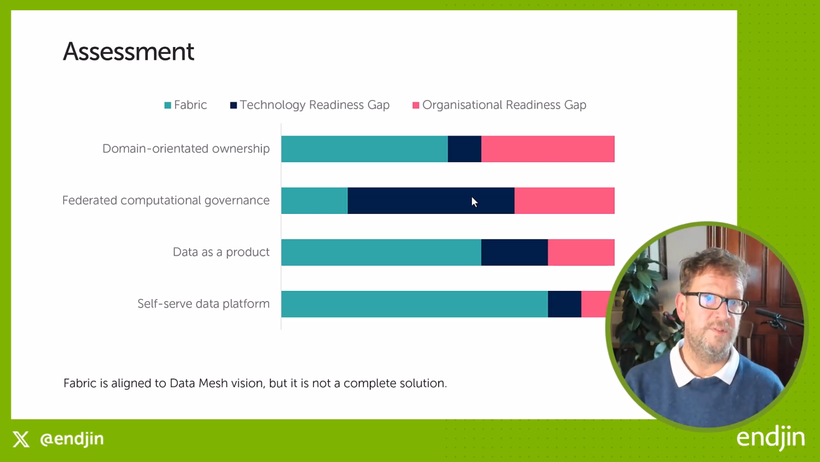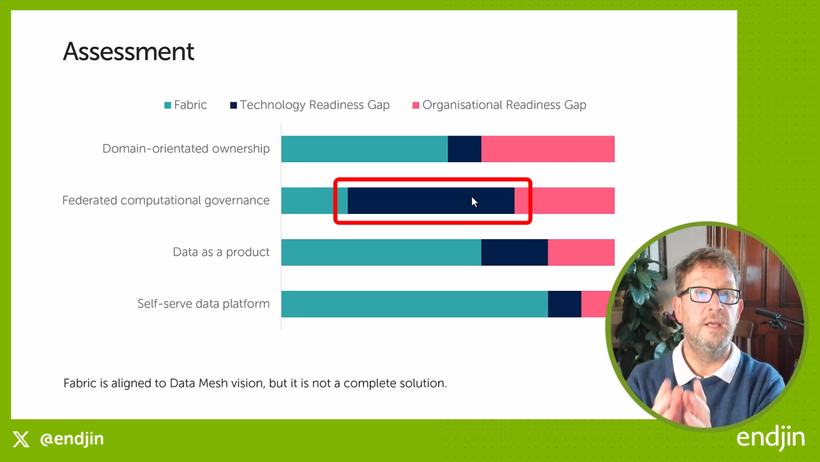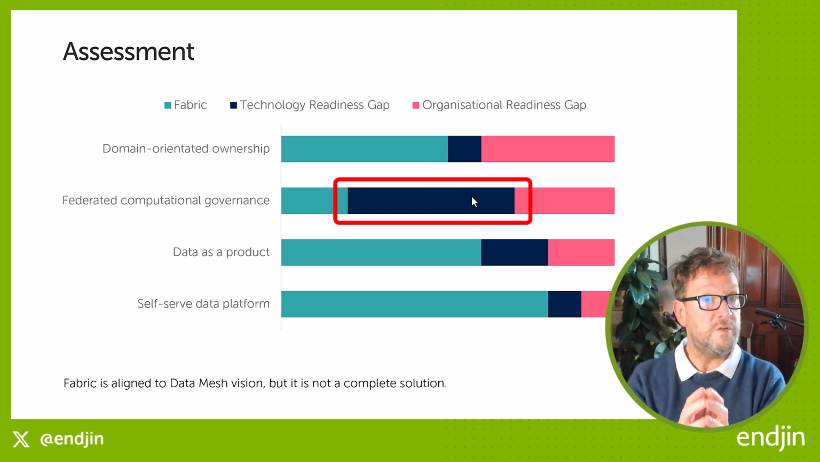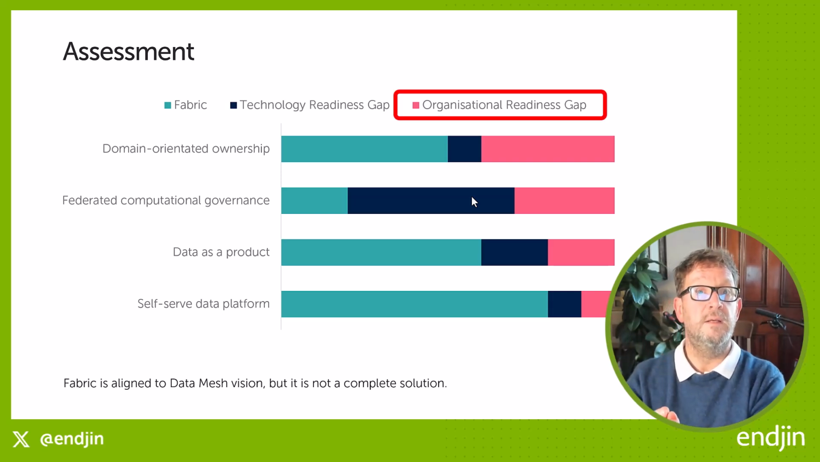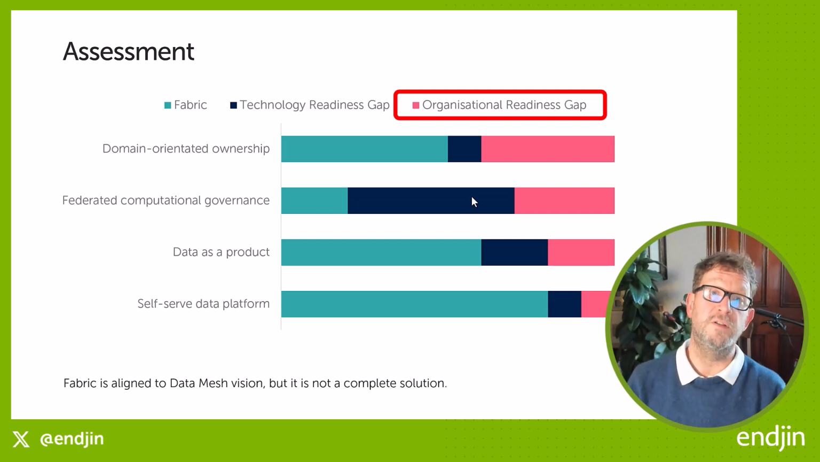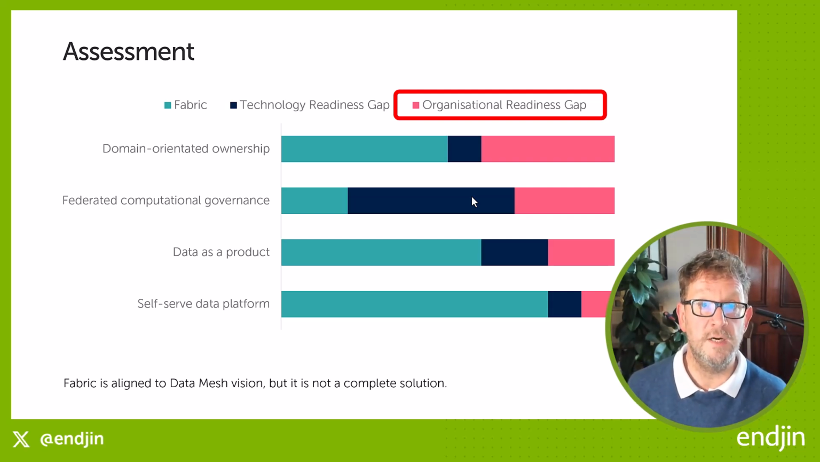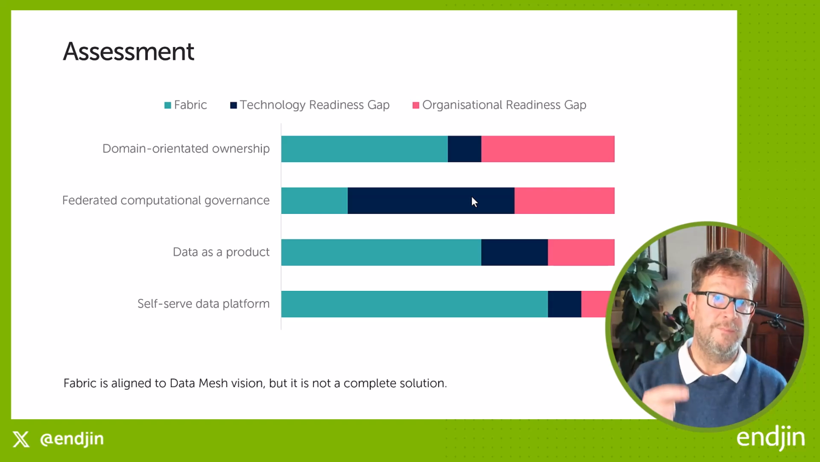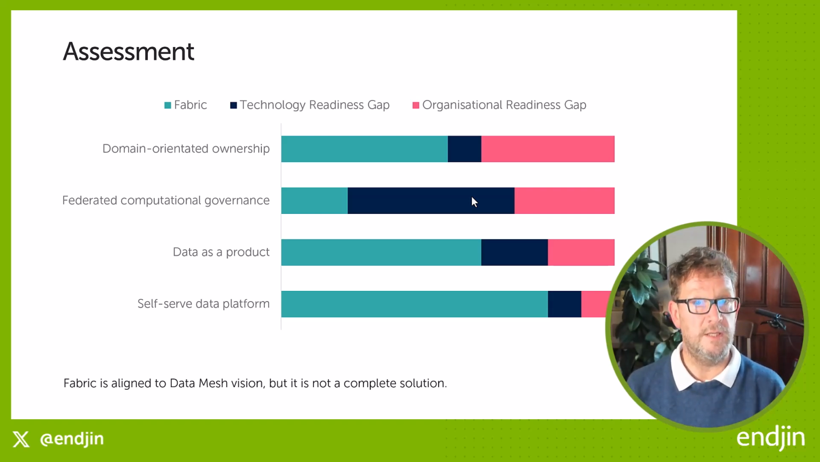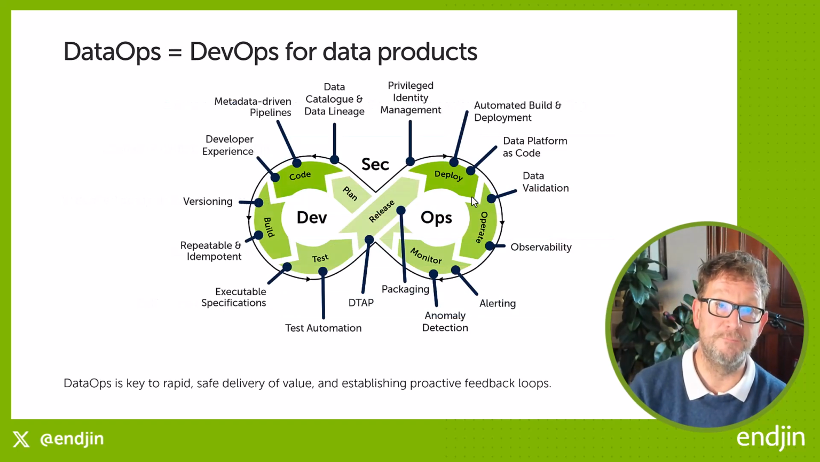There are some gaps, in particular, as you can see here, in the area of federated computational governance. But this chart also reinforces the fact that technology forms only part of a data mesh vision. The organizational readiness gap you can see here represents the process and people parts of the socio-technical system we described earlier. And Fabric, as a technology, can't help you with that. In other words, don't expect to adopt Fabric and then be able to claim you're also doing data mesh.